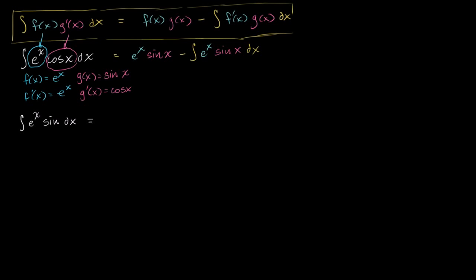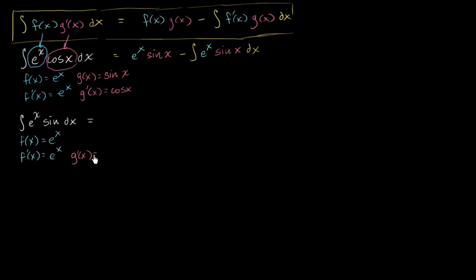Similarly, we can set f of x equal to e to the x. So now we're reassigning, although we happen to make the exact same assignment. f of x is equal to e to the x, f prime of x is the derivative of that, which is still e to the x. And then, g prime of x, in this case, is equal to sine of x.